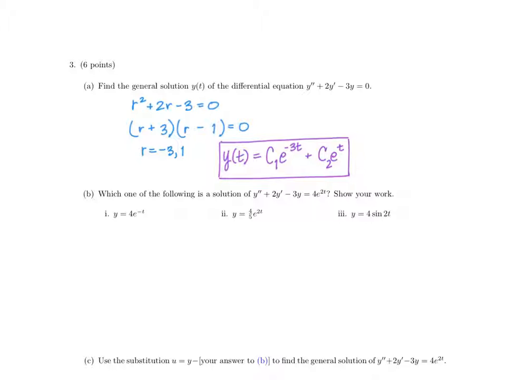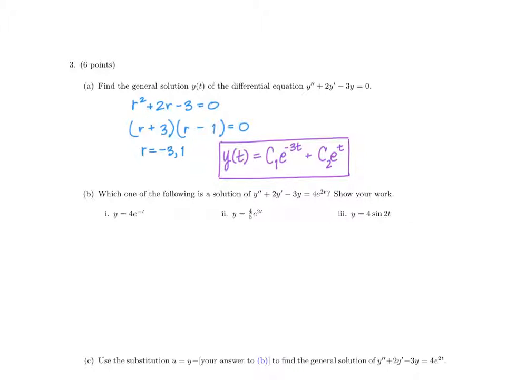This is a question that can be a little bit tricky. Note that what we were solving up here was equal to 0. Now we want this differential equation to be equal to 4 times e to the 2t. The way for us to do this is really just to guess and check. For each of these functions, y equals 4 times e to the negative t, y equals 4/5 times e to the 2t, y equals 4 times sine 2t, we want to separately calculate y double prime plus 2y prime minus 3y. And we want to see for each 1, 2, or 3, which one of these is equal to 4 times e to the 2t?